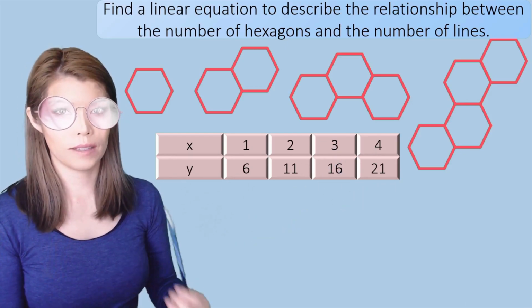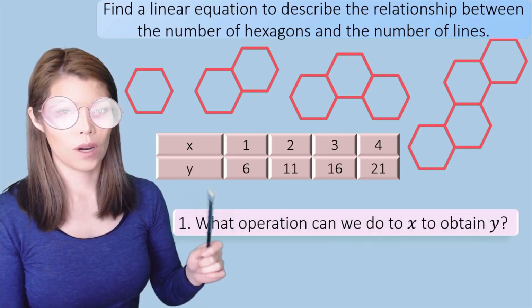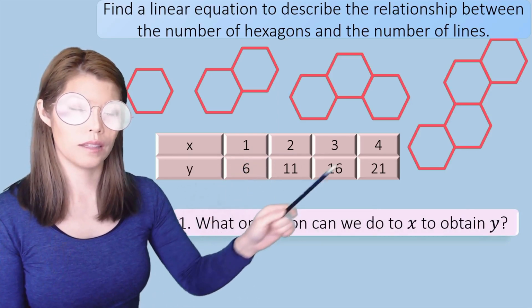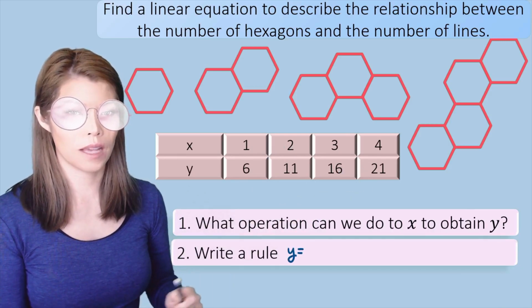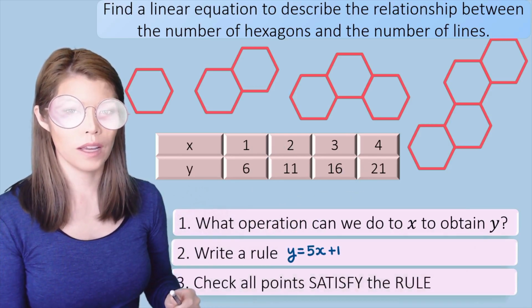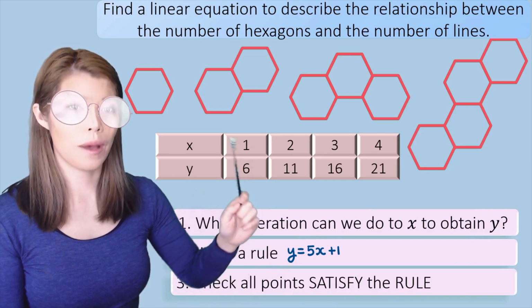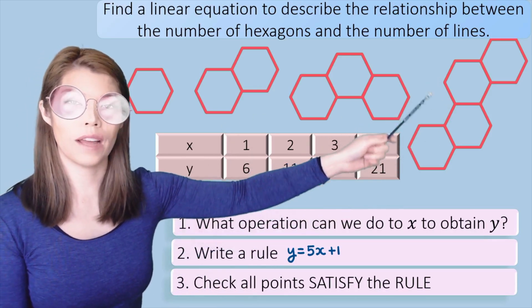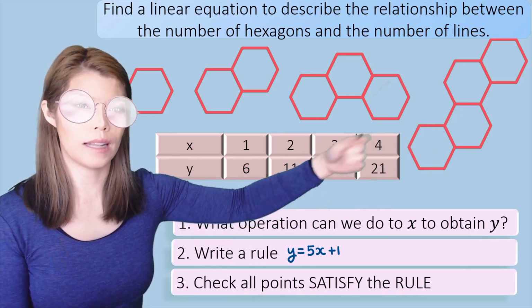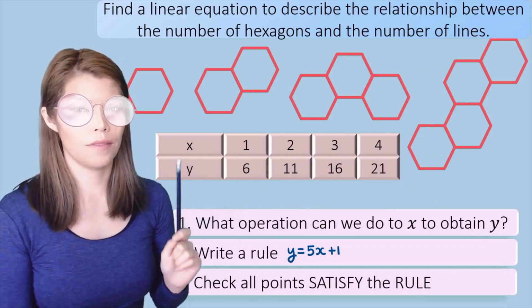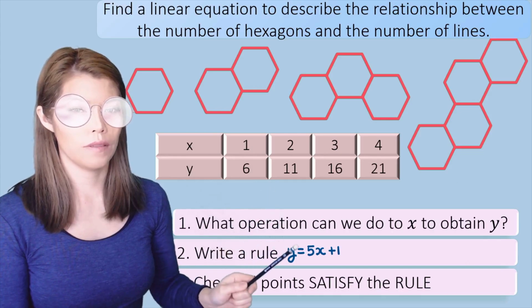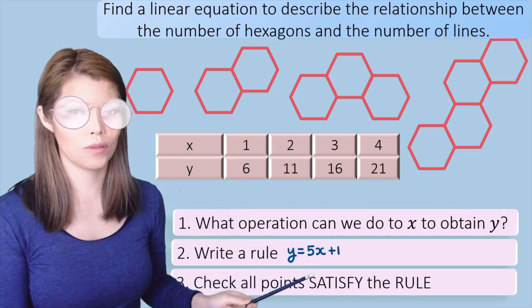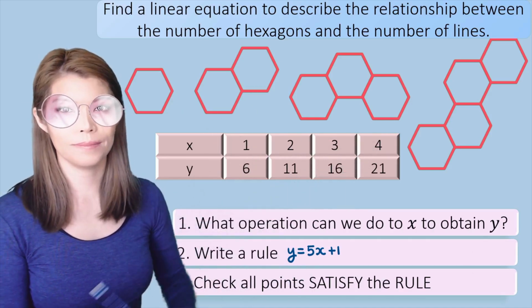And we can repeat the same steps. What operations can we do to x to obtain y? Because the values are the same, we will obtain the same rule, y equals 5x plus 1. And we would check that the pattern satisfies the rule. In this case, I would draw 5 hexagons, so one more, the next pattern, and then see if my y value would be 5 times 5 is 25 plus 1, 26. So that's how I would check for a pattern.